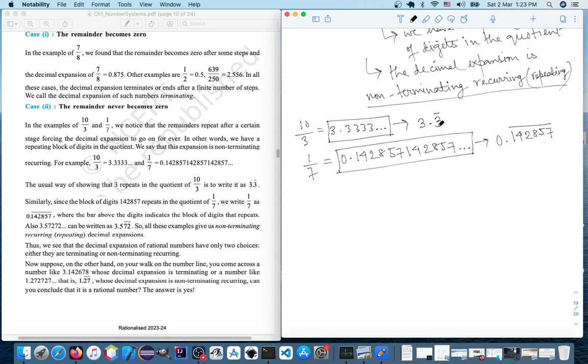Now, it says that if you are working on the number line, and if you come across a number like 3.142678 whose decimal expansion is terminating, or a number like 1.27 bar, meaning the decimal expansion is non-terminating recurring, can you conclude that it is a rational number?